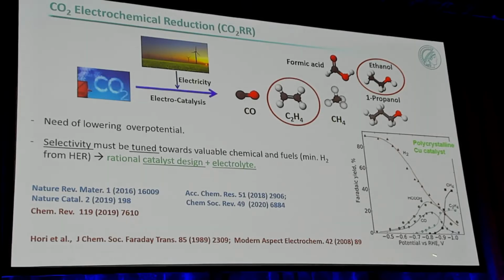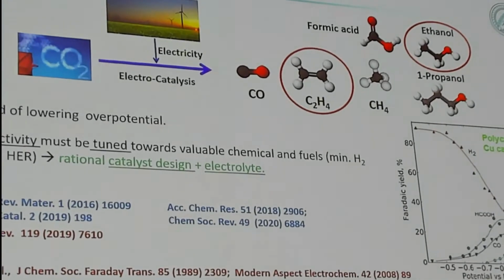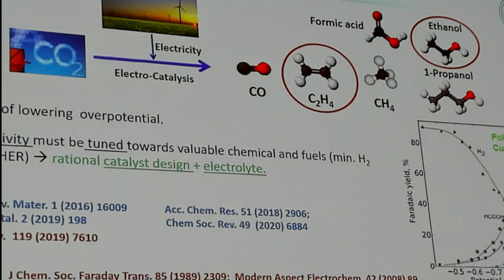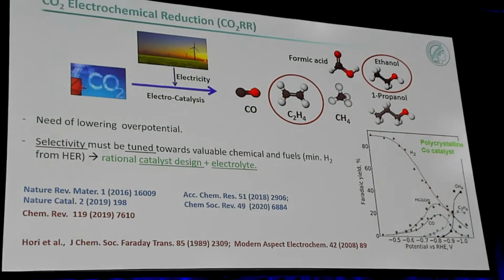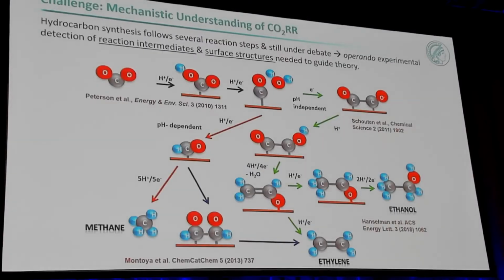And if you look at the literature, the original work from Hori was showing that you need to go to high potentials to start making interesting products. And if you go to lower potentials, you make hydrogen. In this case, hydrogen is our parasitic reaction. So we spend a lot of time trying to understand this reaction, and this is what you are going to be seeing me presenting today, mostly.